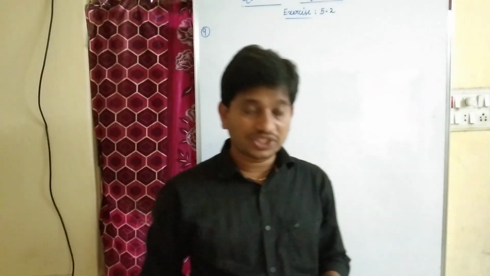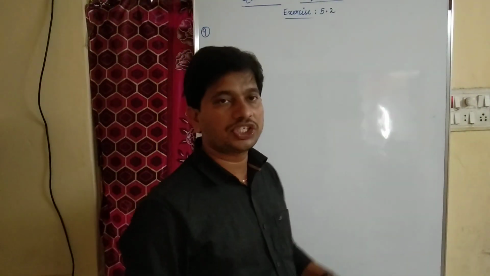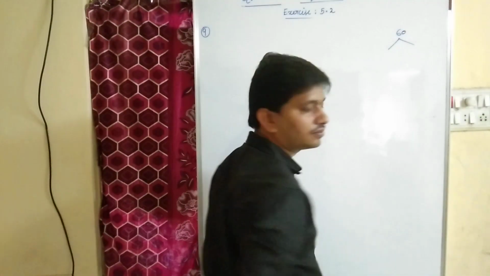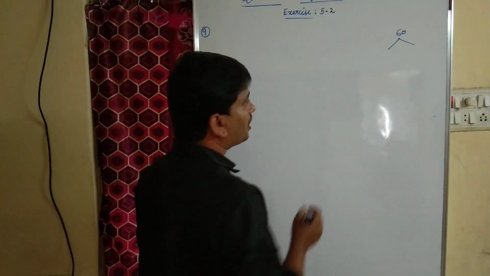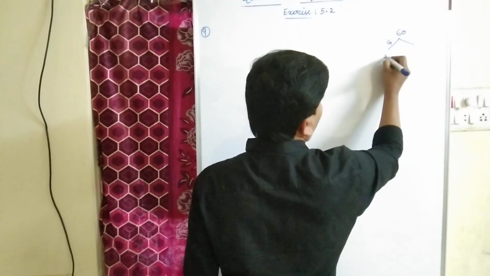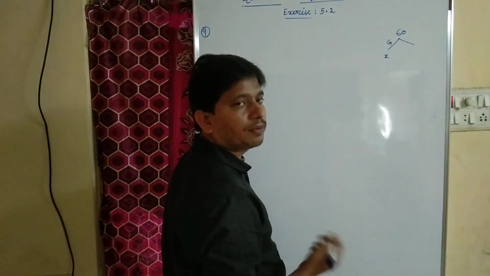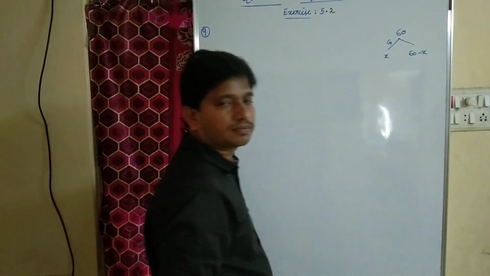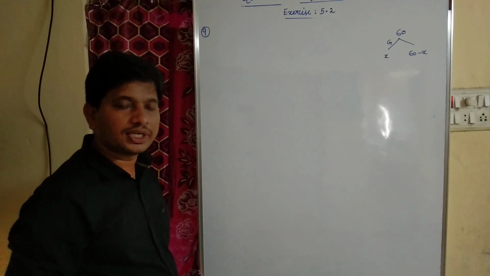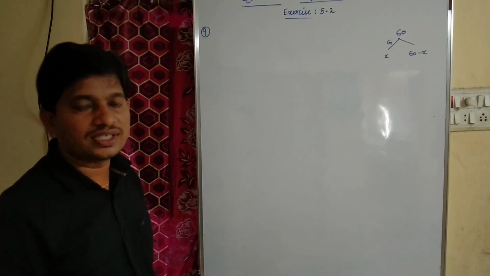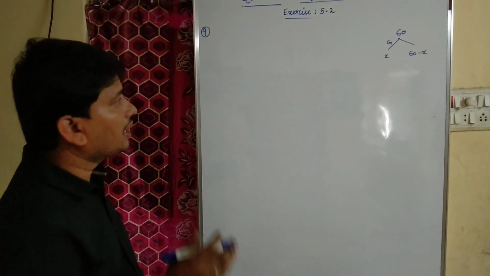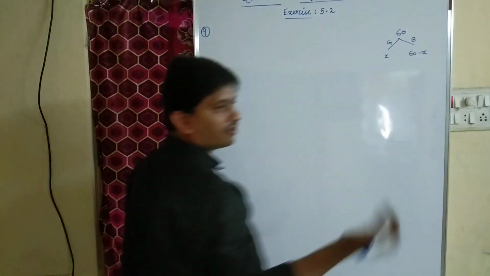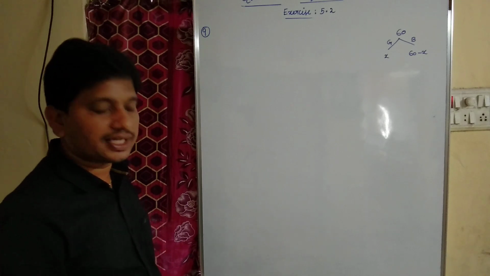If you read the statement properly, in a class there are 60 students. Total number of children is 60. Let the number of girls be x. What about the boys, children? Boys will be 60 minus x. Okay, children, did you understand? Total number of students were 60. Let the number of girls be x. Then what about the number of boys? Remaining were boys only, 60 minus x.